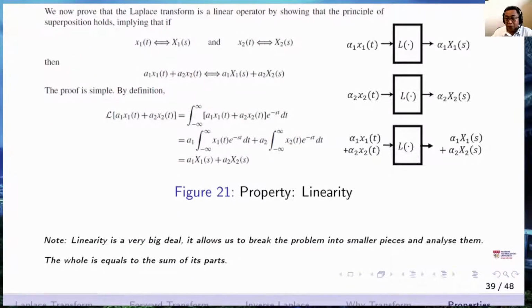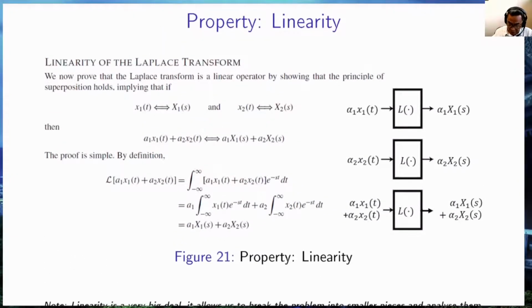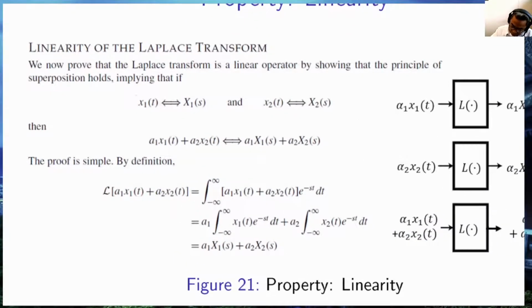Okay, we are at page 39. Let us prove the linearity of the Laplace transform. So we know that the Laplace transform of x1(t) becomes X1(s), and the Laplace transform of x2(t) becomes X2(s).